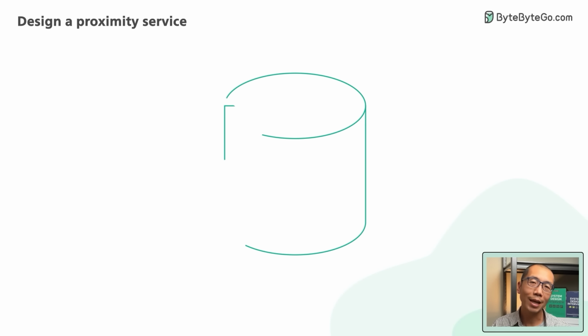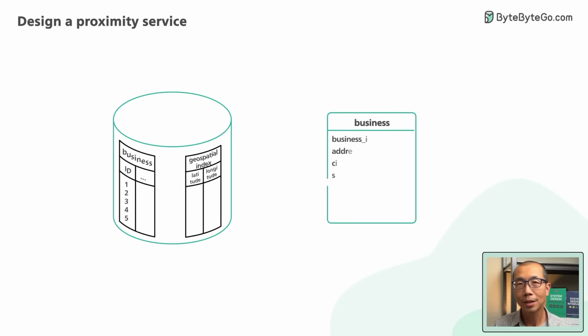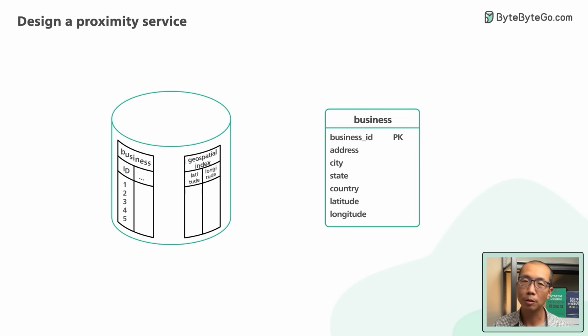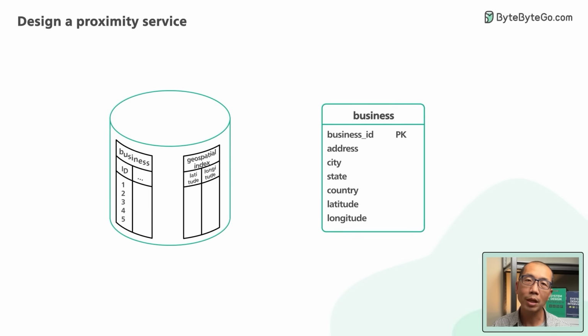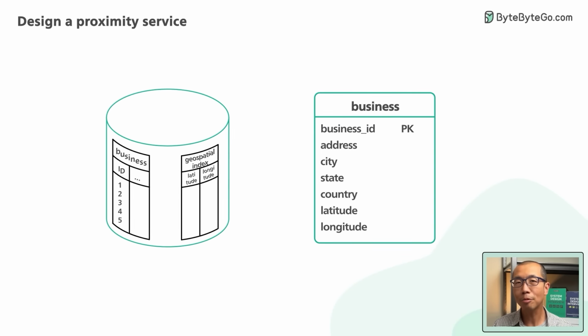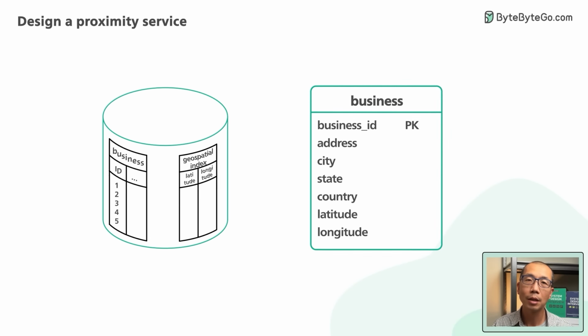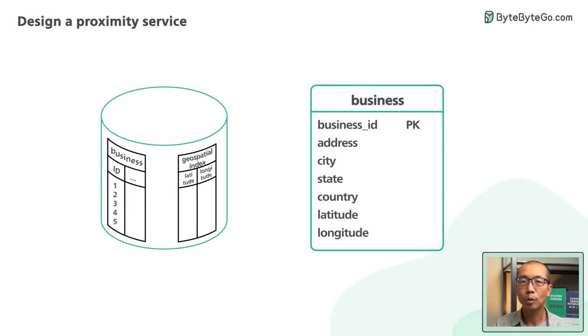Next, let's go over the data schema for the service. There are 2 key database tables for this. The first is the business table. This holds detailed information about the businesses. The primary key is the business ID. This table supports the CRUD operations for the business API we just discussed. The table schema is pretty straightforward.